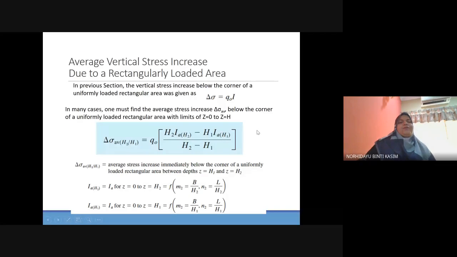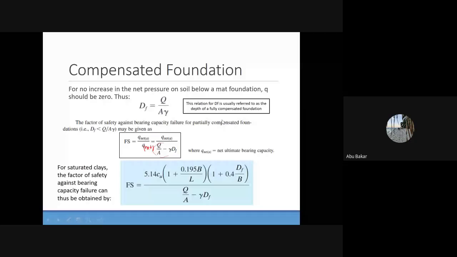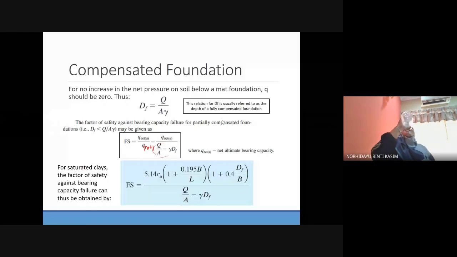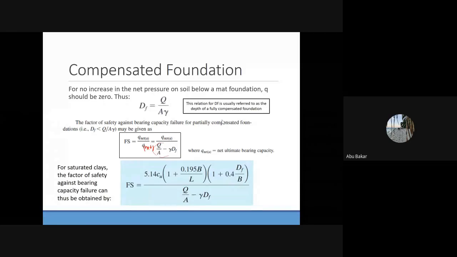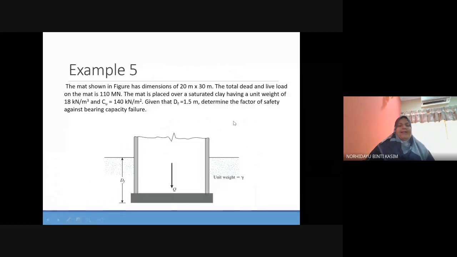Okay, now we move to the average vertical stress. Just now, any question on compensated foundation? No? Yeah, madam, it's okay. No. Okay, if there's no question, then we move to the next slide.